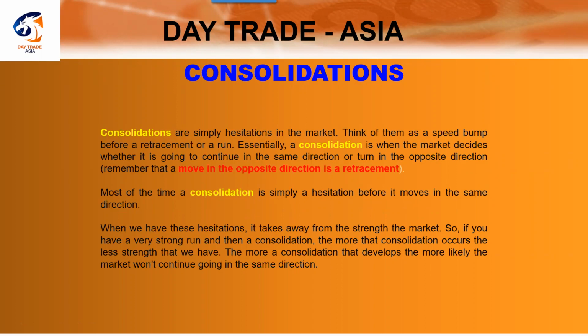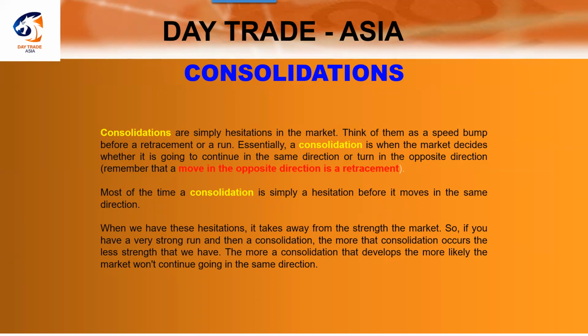no direction. Basically what we call that is a speed bump. Consolidations are simply hesitations in the market. Think of them as a speed bump before a retracement or a run. Essentially, consolidation is when the market decides whether it's going to continue going in the same direction or go in the opposite direction. Remember that a move in the opposite direction is a retracement. Most of the time, a consolidation is simply a hesitation before it moves in the same direction.